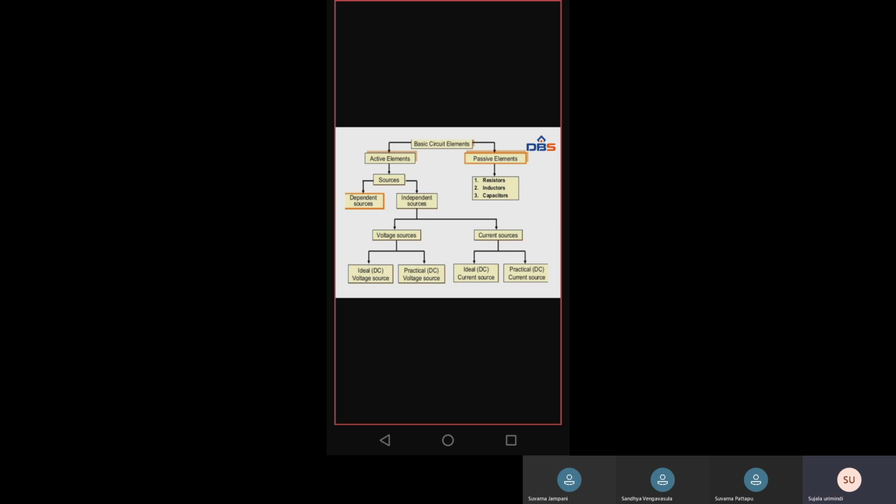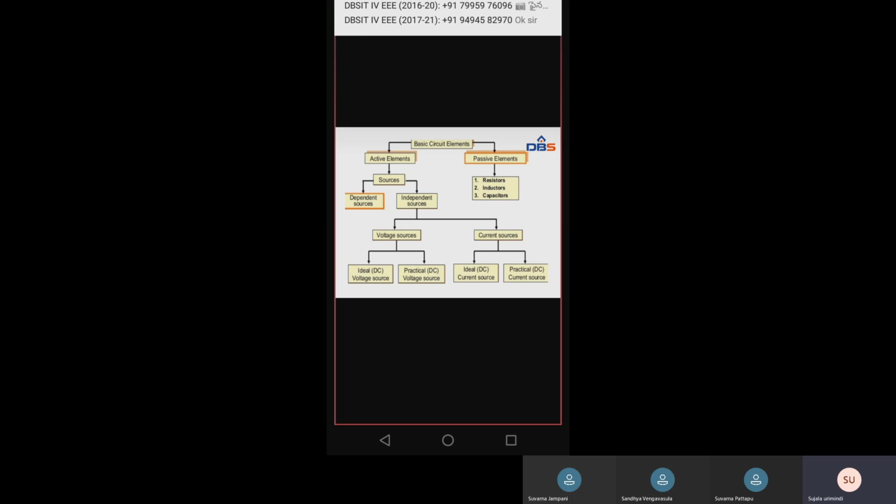From the ideal point of view, I neglect the internal resistance that is in series. That means I put it as 0. Ideally, I am neglecting that resistance, so the voltage is maintained constant, whatever the current. Then there is the practical voltage source.